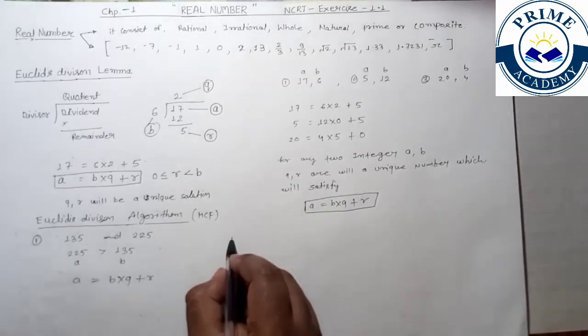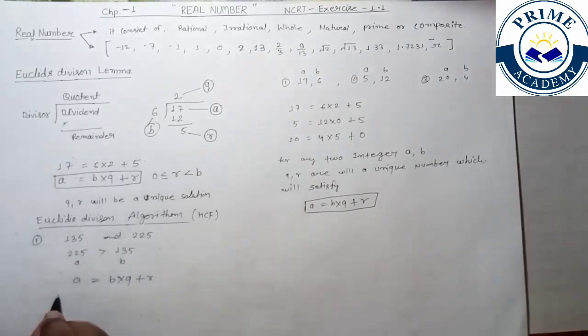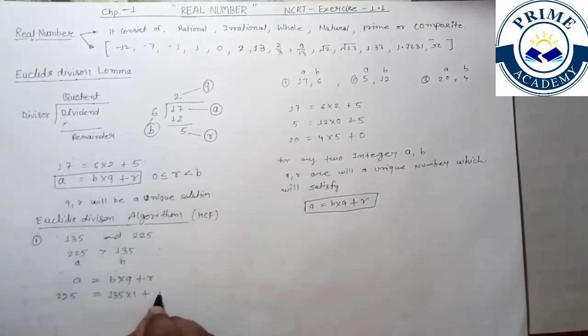First of all, in A I put 225, which equals B, 135, right? How many times can I take it? Only 1 time, right? You will get a remainder of 90. How? Just divide it. You multiply this and add this, and you get the number, right?